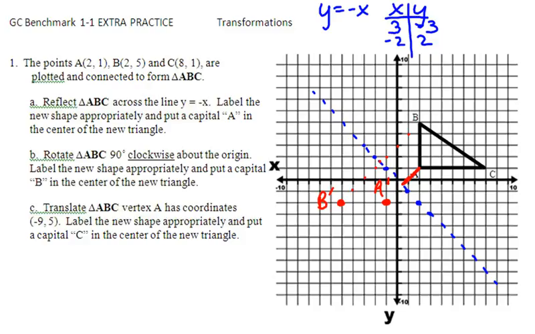For C, I'm just going to go 1, 2, 3, 4.5, half, 1, 2, 3, 4. Or you could just start with the one point and then figure out the rest by counting the triangle. But there's my triangle. That's my C prime. And I'm going to erase the little mess I made here. I might as well erase that line too for the next problem.